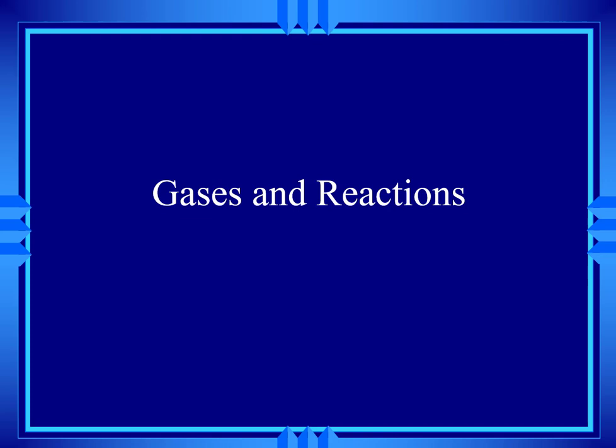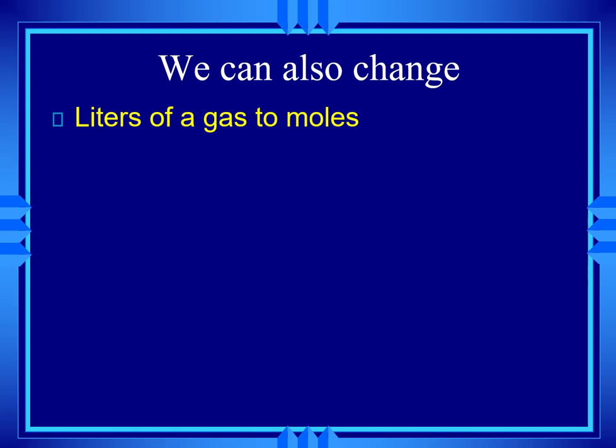Okay. So we can't weigh gases. Okay. So what can we do? Well, the thing we could measure about gases is volume. Okay? And we're going to be able to change liters of gas to moles of gas. Now, we can't do it all the time until our next unit. We can do it for one set of conditions. It's called standard temperature and pressure, STP.